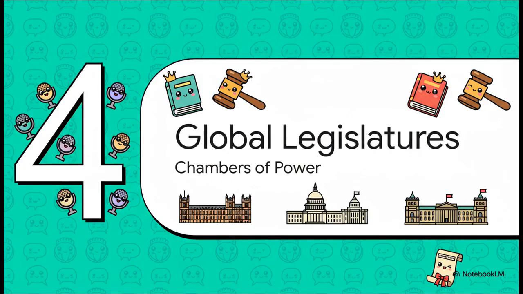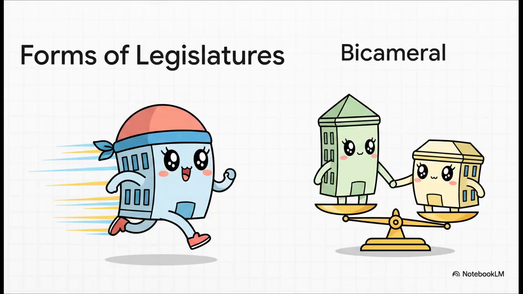Let's move to Section 4, Global Legislatures, Chambers of Power. So we know how the executive is chosen, but what about the actual rooms where the laws get made? The physical and structural layout of a legislature tells you everything you need to know about a country's priorities. It essentially boils down to this: speed versus balance.